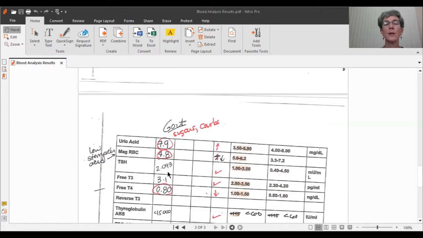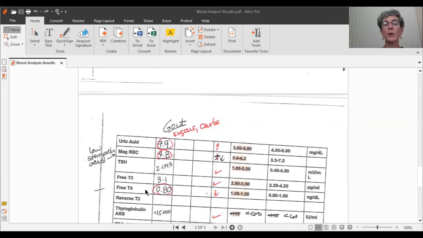So I'd like to have the TSH less than 2.5 ideally. I'm okay with 3.0 in some circumstances. I'd like to see the T4 higher than 1, and then the T3 somewhere around 3, ideally. If the T3 is low and the TSH is high, then I know you're hypothyroid. Or if the T4 and the T3 are low and the TSH is high, I know you're hypothyroid. And then we need to replace the thyroid hormones.